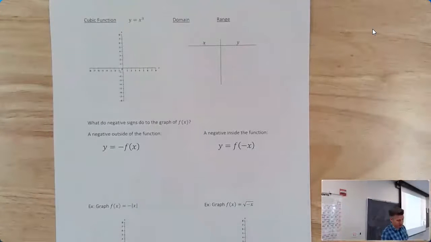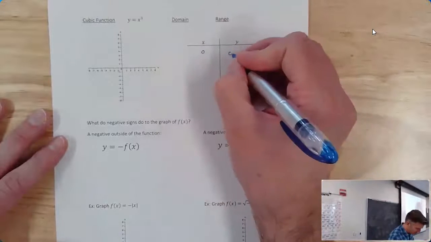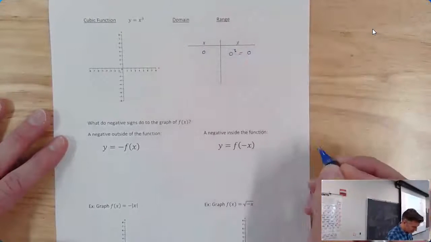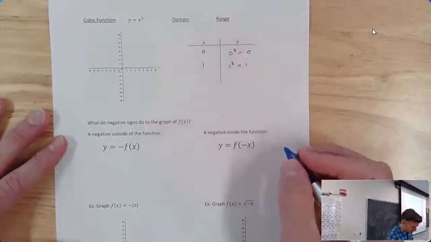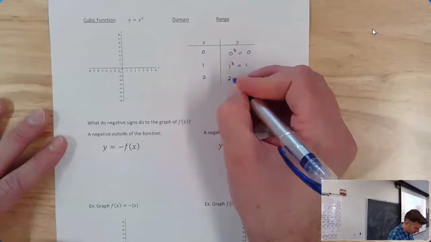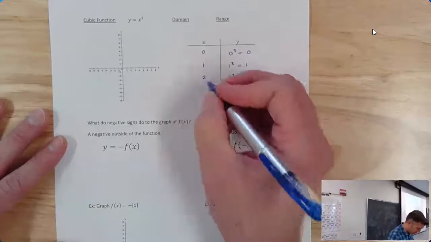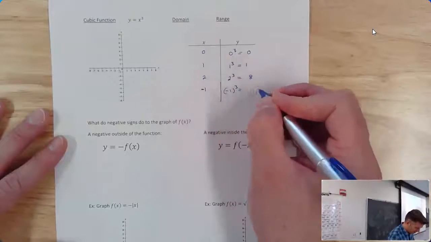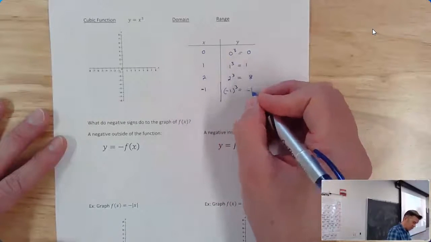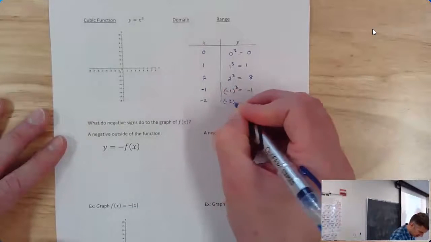So let's plot some points. I'm going to plot a few points. They're not my favorite. So x is 0, 0 cubed is 0 times 0 times 0. If x is 1, 1 cubed is 1 times 1 times 1. If x is 2, 2 cubed is 2 times 2 times 2, which is 8. And so we can go negative as well. If x is -1, y is going to be -1 cubed, which is -1 times -1 times -1, which is -1. And -2 cubed is going to be -8.